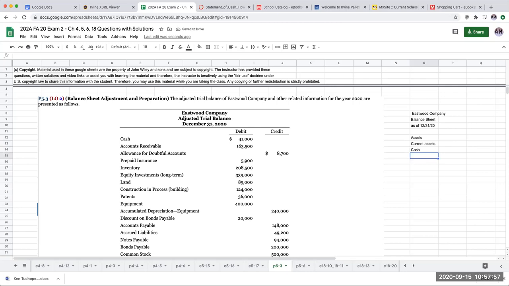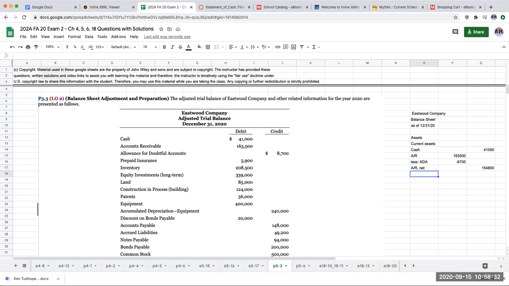And our cash will be right over here at 41,000. Okay, we've got accounts receivable less the allowance for doubtful accounts is going to give us accounts receivable net. So our accounts receivable is 163,500. Our allowance for doubtful accounts is a credit, or basically how we show the accounts receivable net of that allowance for doubtful accounts.